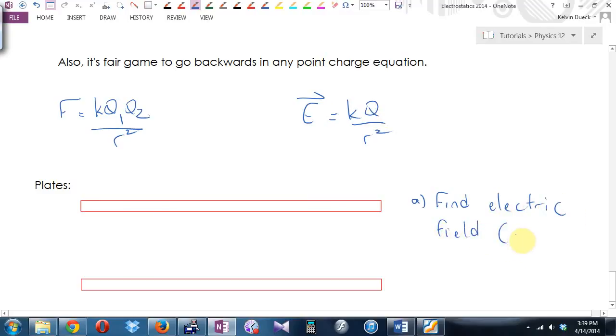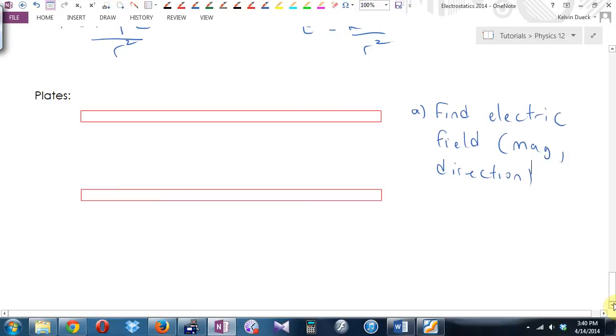Find the electric field, magnitude, and direction. So I would give you something like this. I would say this is negative 100 volts, and this is positive 400 volts. And I would tell you that this distance here was 0.16 meters, and I would tell you that this distance here was 0.36 meters.